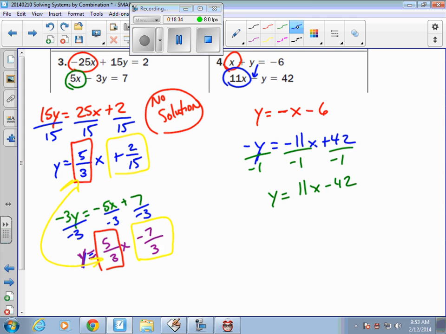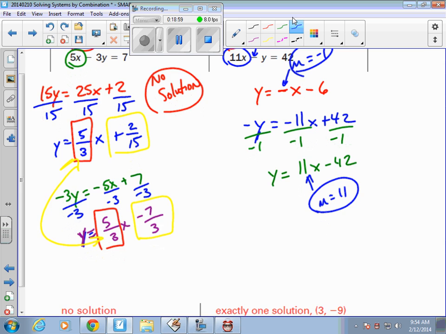When you look at your slopes of these two equations, this slope right here is negative 1. This slope right here is 11. So this number 4, unlike 1, 2, and 3, number 4 is not a special type of system. It is a normal system. So that being said, it asks you to find what is the solution. You have to use the combination method or the substitution method.